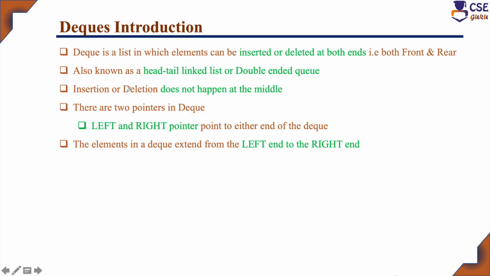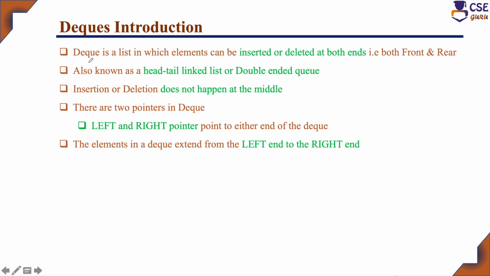There are four variants in queue data structure. One is circular queue, second one is Deque or otherwise called double-ended queue, third one is priority queue, and fourth one is multiple queue. Already we have discussed a circular queue. Now we will discuss the second variant, Deque.